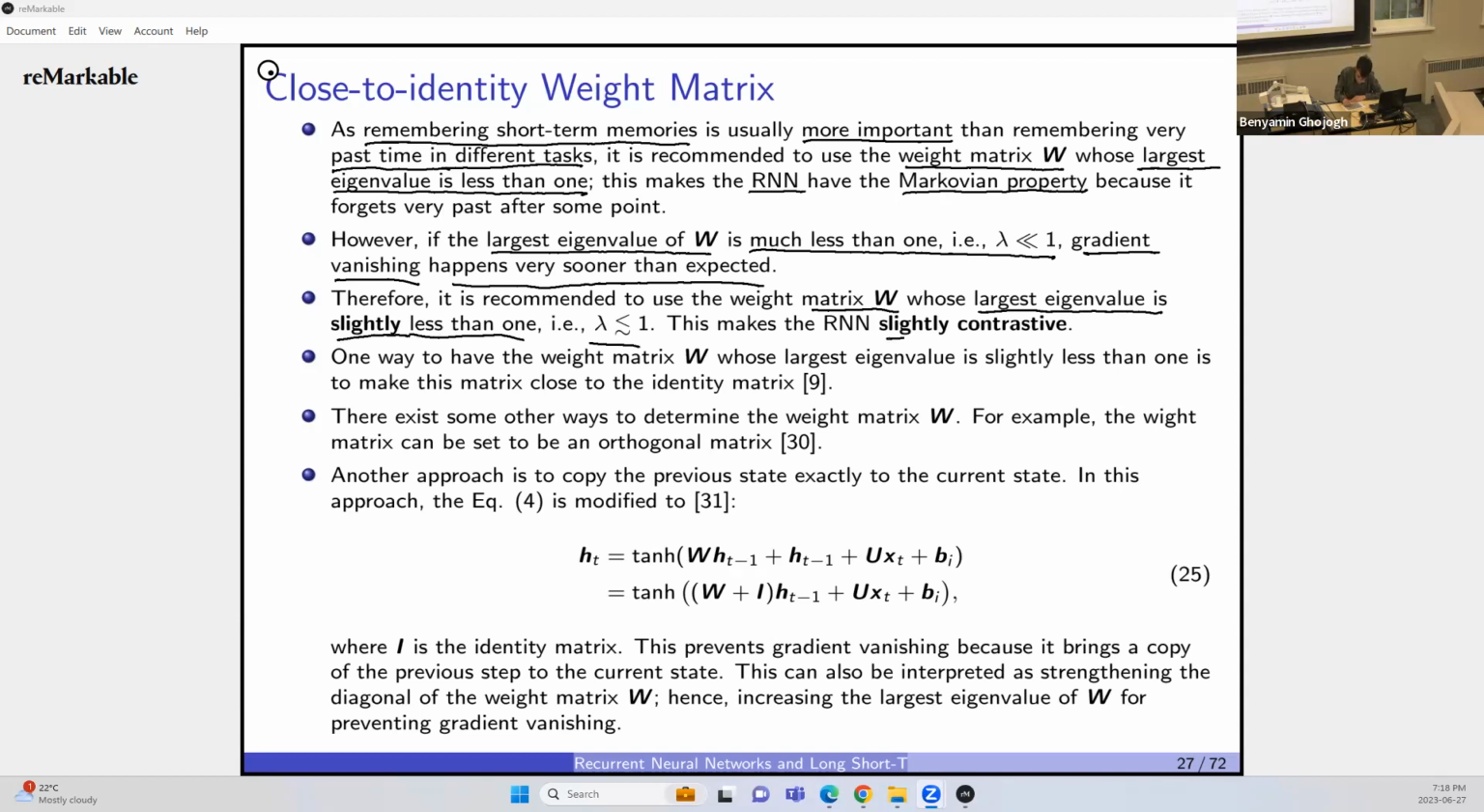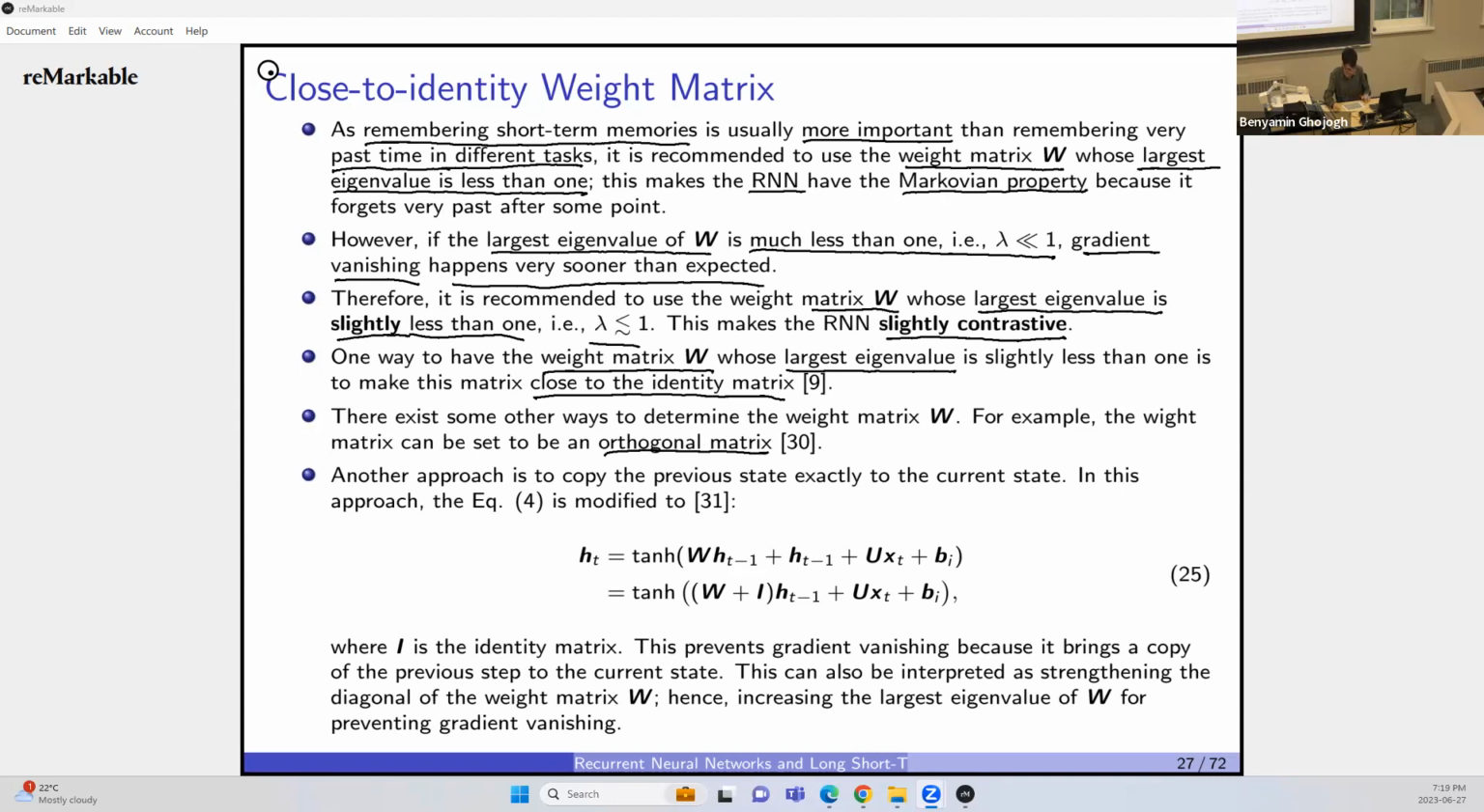This makes the RNN slightly contractive, slightly. Okay. One way to have the weight matrix W whose largest eigenvalue is slightly less than 1 is to make this matrix close to the identity matrix, right? If it is the identity matrix, it means that its eigenvalues are 1, right? So close to the identity matrix. There exist some other ways to determine the weight matrix W. For example, the weight matrix can be set to an orthogonal matrix. Reference 30 has done that. There were a lot of papers saying what we can do with the weight matrix W.